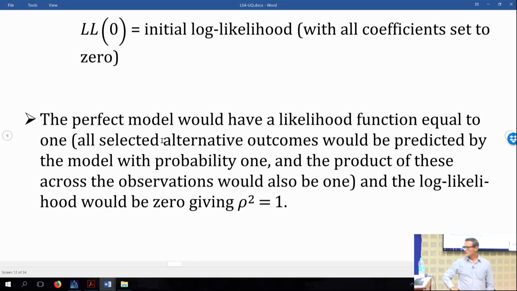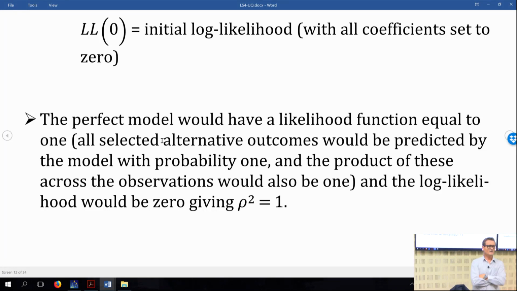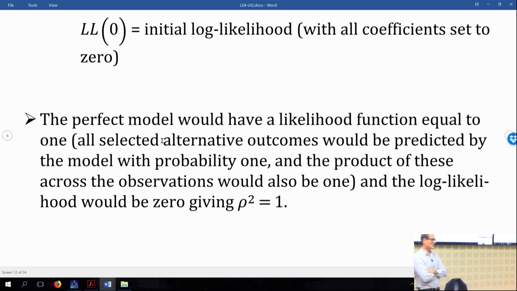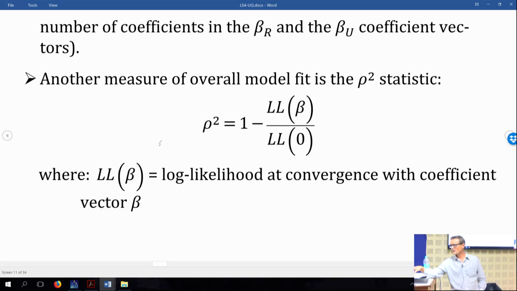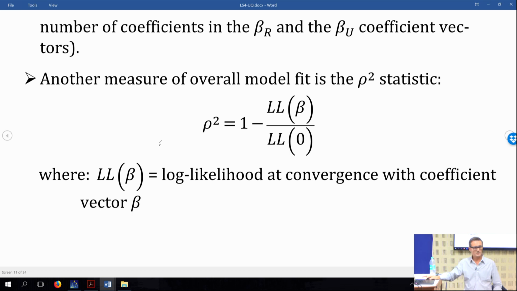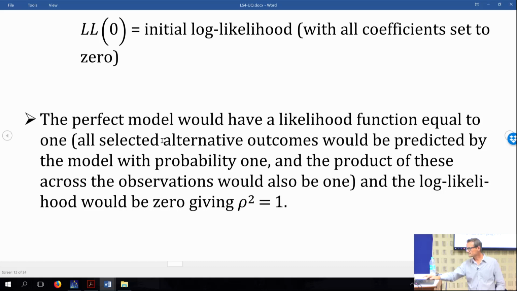A perfect likelihood would be 1, since a product across the observations would also be 1, and the log likelihood would be 0, giving rho squared equal to 1. All right, so that would be a perfect model. So you can see that if our model's log likelihood was 0, a perfect fit to the data, it would be 1 minus 0, and then you'd have a rho squared of 1. You'll never achieve that, by the way, but we want to get as close as possible. Okay?